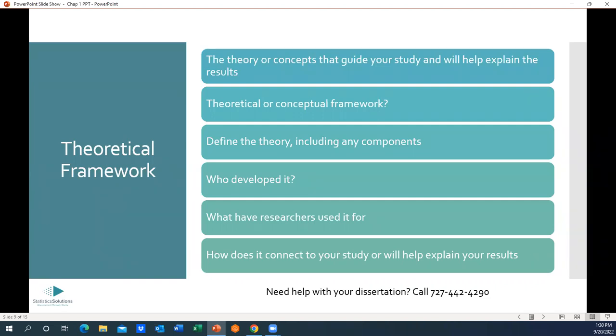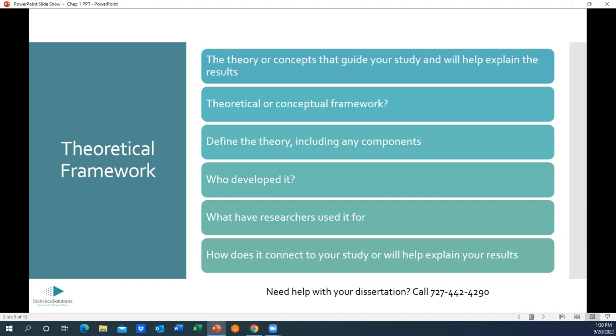Because instruments are derived from theories. They don't just spring out of nothing. Instruments have their foundations in theories. So if you're using Goleman's instrument, use Goleman's theories. You get that? Don't use Smith's theories, because while it will still be a theory of emotional intelligence, it's not going to align with your instrument.